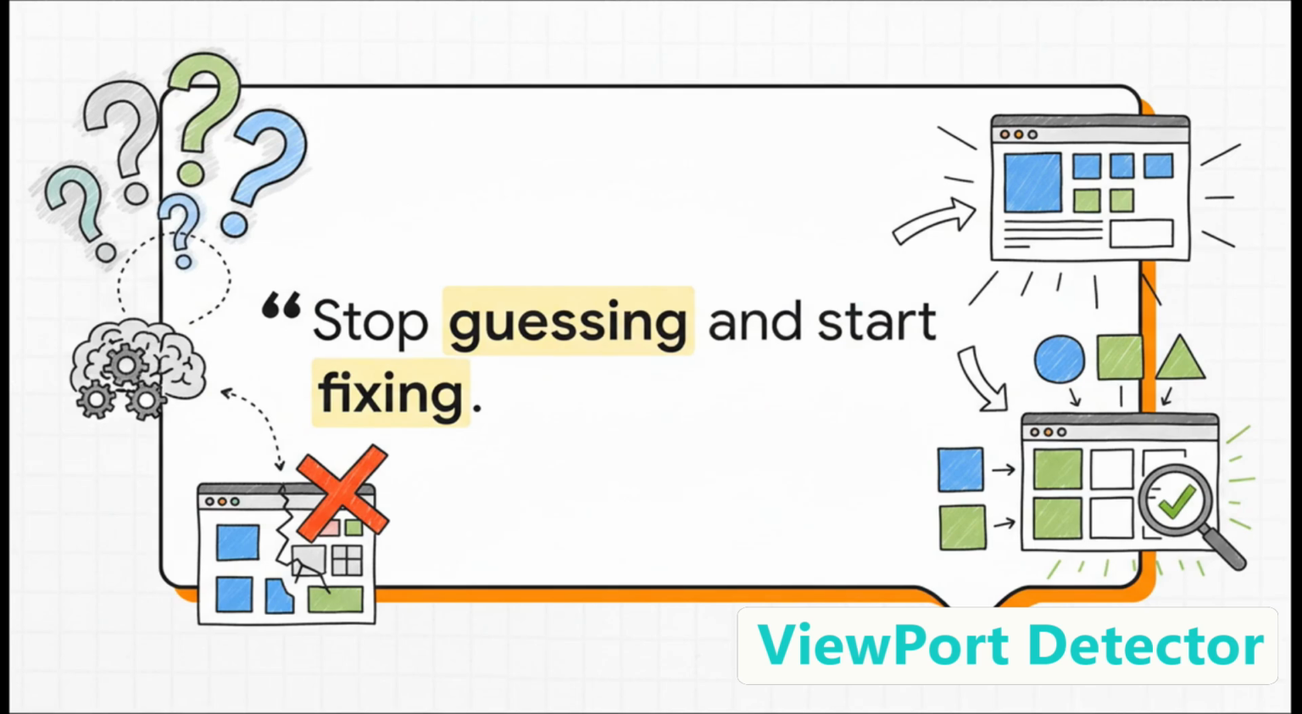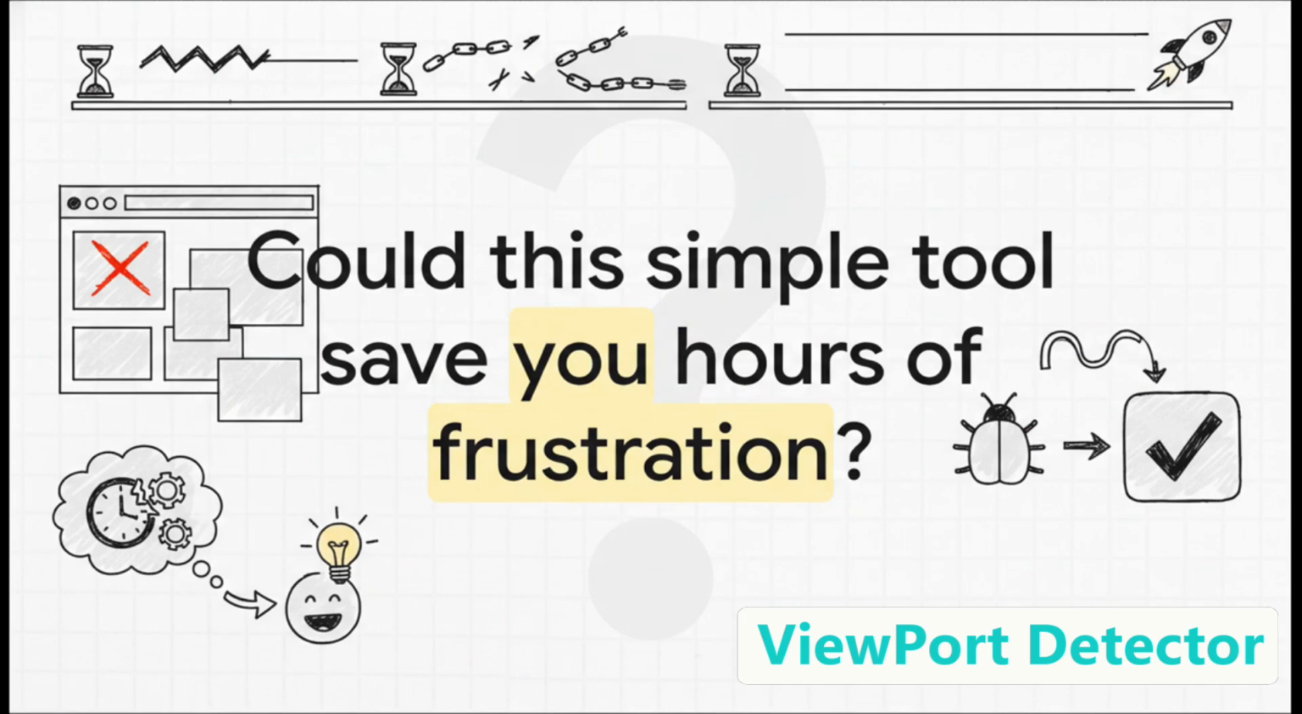And I think this quote from the source material just sums it up perfectly. It's about moving from that state of confused guessing to a state of confident fixing. It gives you the data you need to make the right change the first time. So it really just leaves you with one question to think about. For anybody who builds for the web, how many hours of that frustrating trial and error could a simple, instant reality check like this actually save you in the long run?